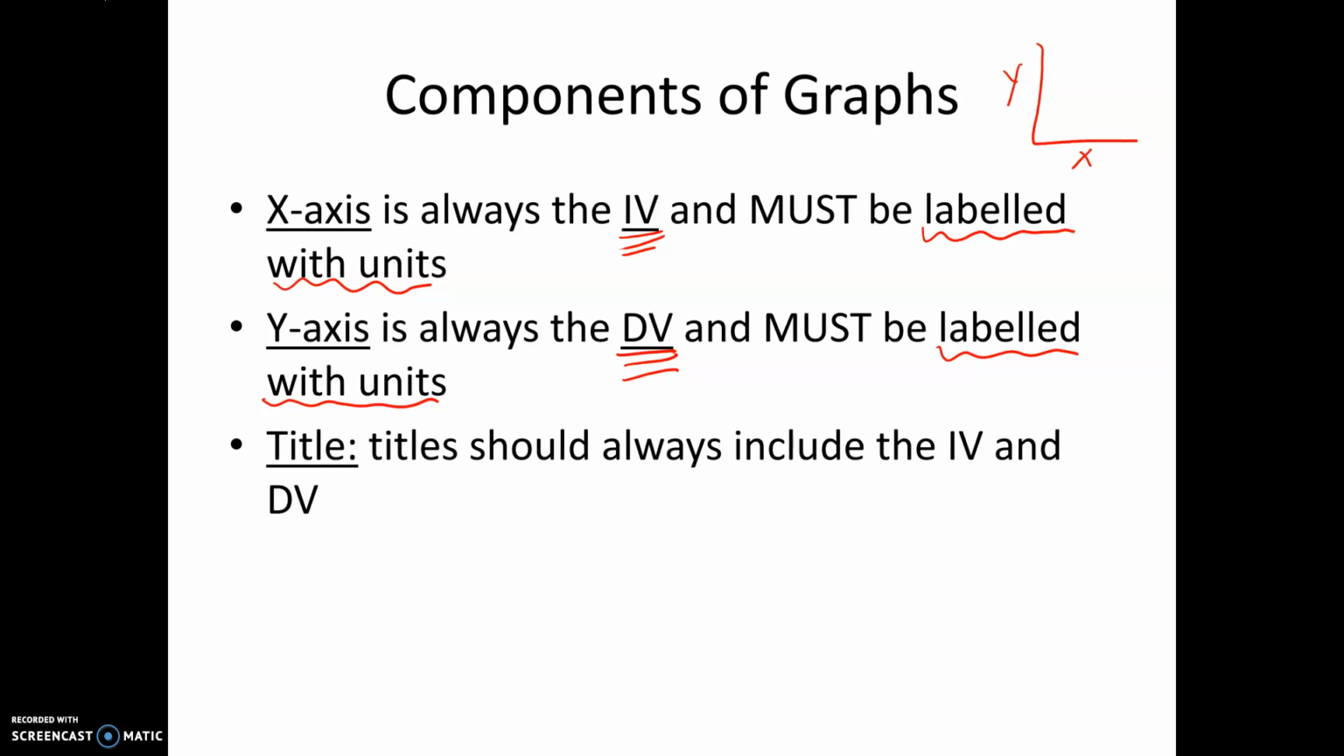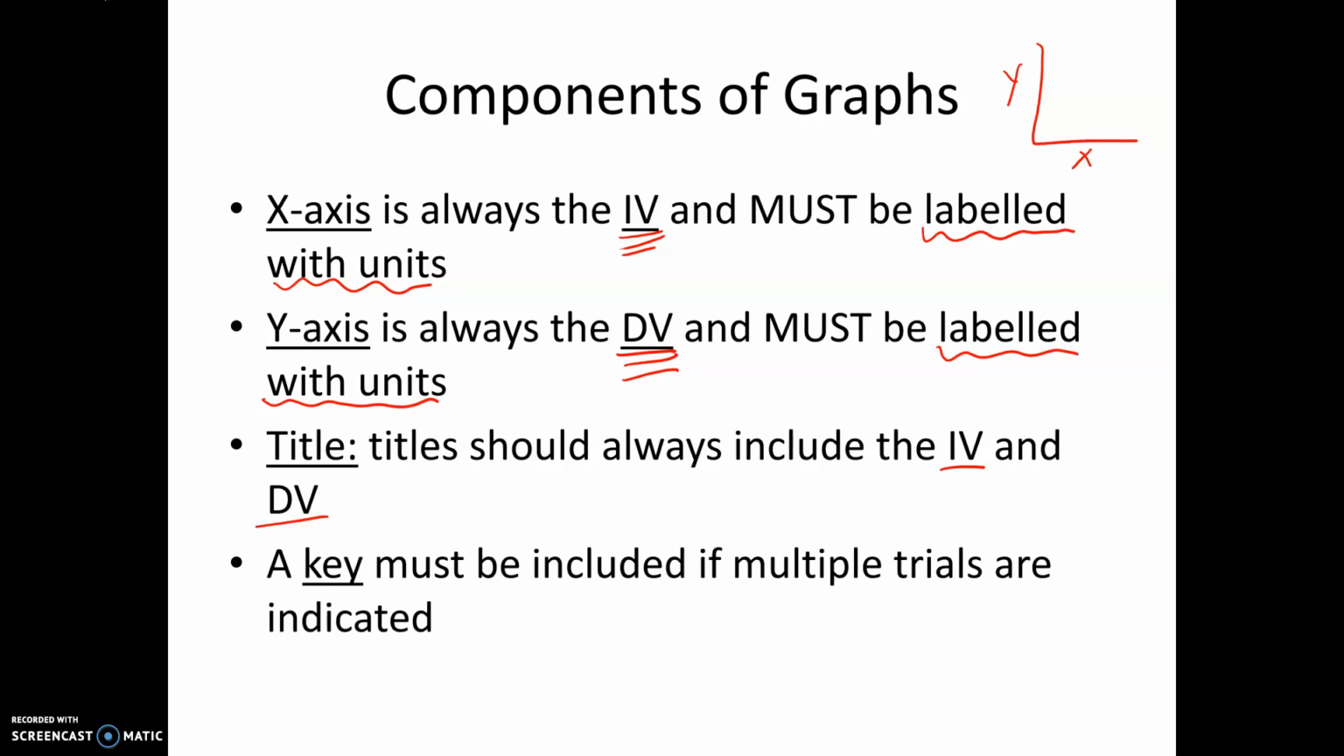Next important component here is our title. So title should always include the independent and the dependent variable. And it's really just describing what we're seeing on our graph here. So since we are looking at independent and dependent variables, you want to make sure that somewhere in there it's explaining what we're looking at here. And we'll give some examples in just a minute.